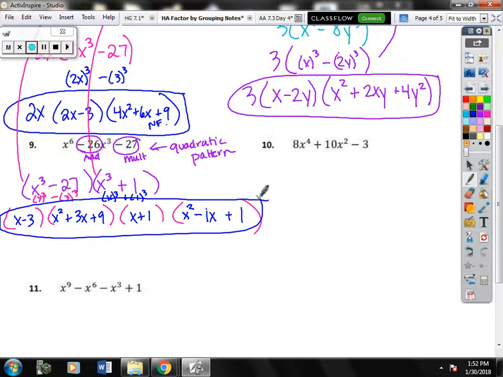That's our final answer. If the direction said to solve, first of all, it would have to have an equal sign, and then yes, you would be able to find answers. But we don't have to do that. We just want to factor.